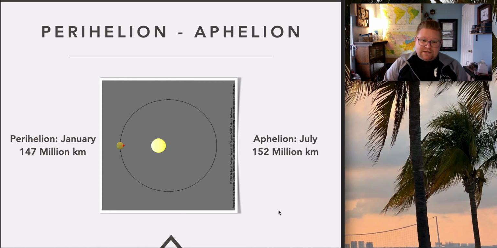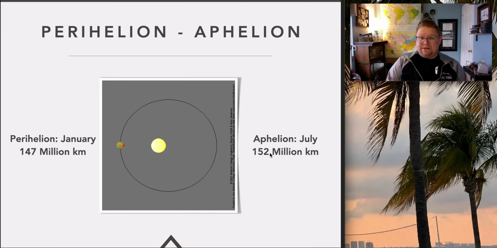There is actually a time when we're 5 million kilometers closer and farther away from the sun throughout the different times of the year. So what's interesting is in January, we are about 147 million kilometers from the sun. In July, we're about 152. So July, we're farthest from the sun. Okay. Now think about that. We are closest to the sun in January.